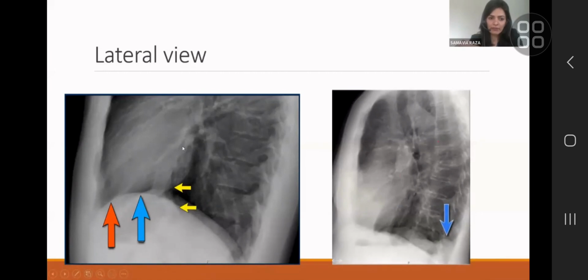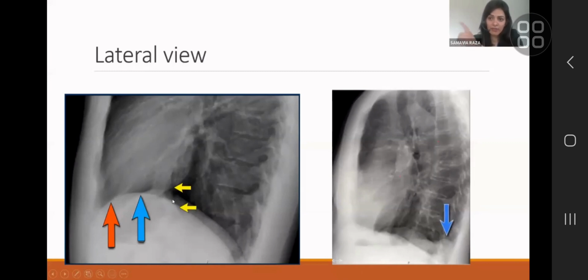In terms of the outline of the lateral view, in a normal, young, reasonably thin patient, you will see something like this. The right hemidiaphragm you will see all the way through. The right hemidiaphragm is usually higher than the left, but that rule applies to the frontal view rather than the lateral view.